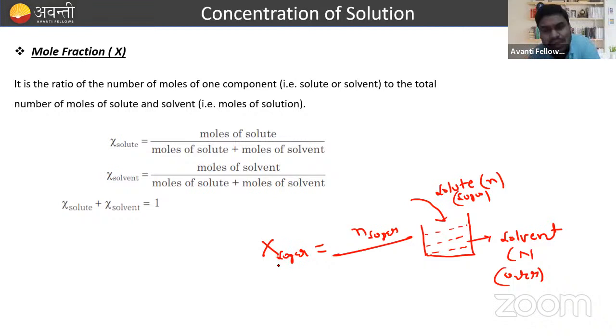So for example, if someone asks you to calculate the mole fraction of the sugar, then what is the mole fraction of sugar, beta? Mole fraction of sugar is equal to number of moles of sugar upon number of moles of sugar plus number of moles of water. Because in our syllabus we are going to discuss only the binary solution, that is, when only two components are present. That is, one is solute and one is solvent. So only two.